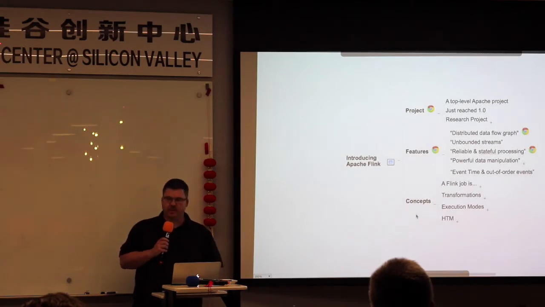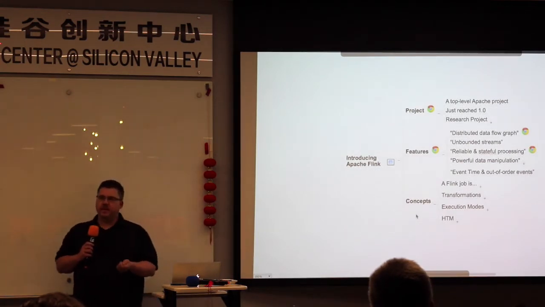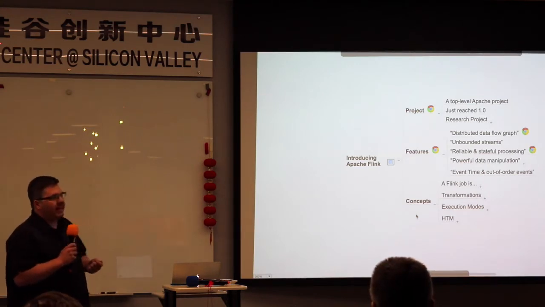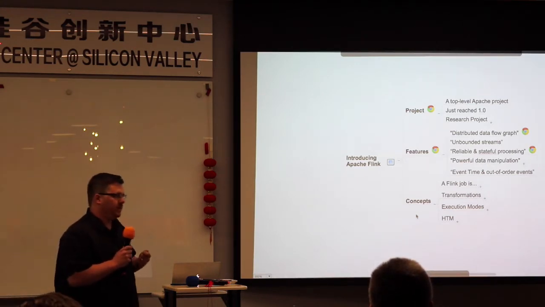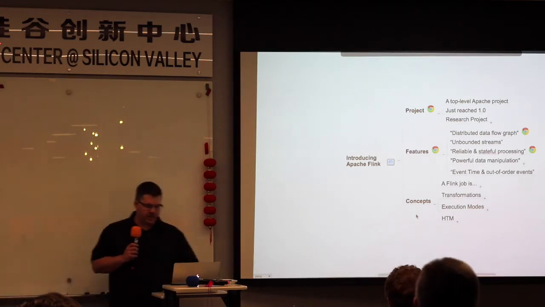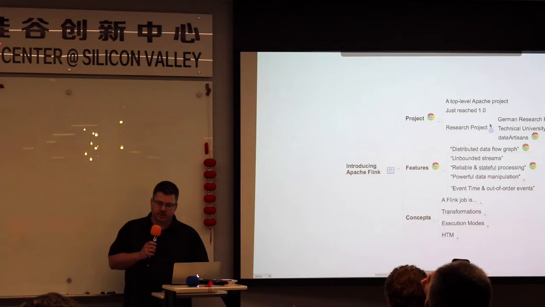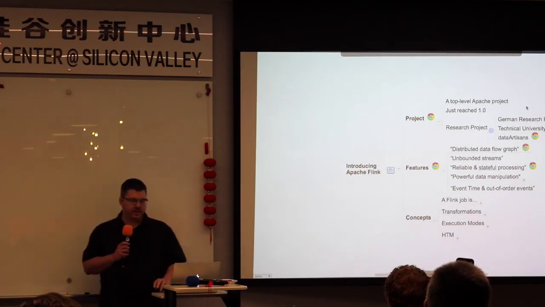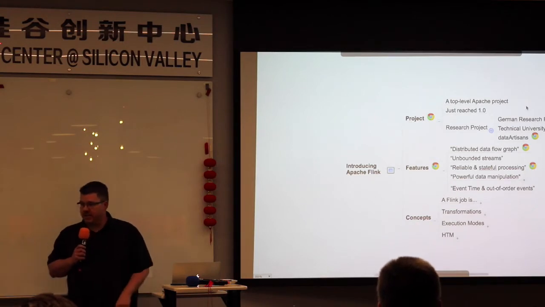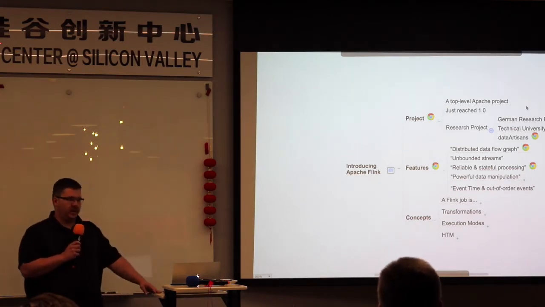I'll say a few words about Flink itself now. The project is a top-level project from Apache. It just reached 1.0. And it was a research project that was first developed by a consortium of German universities funded by the German Research Foundation. And there is a startup that commercializes Flink named Data Artisans in Berlin.